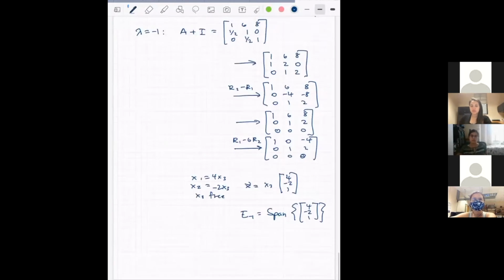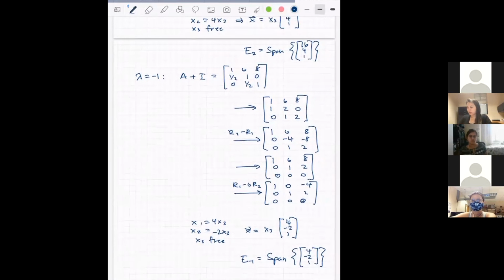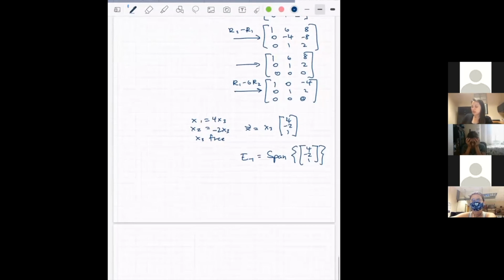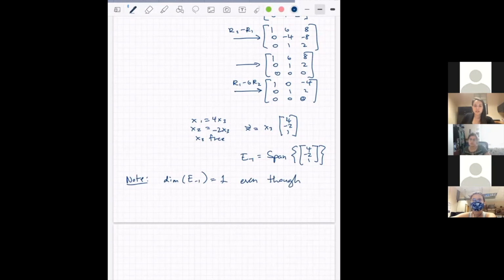Okay, so we have our two eigenspaces, right? Each a span of one vector. So one thing to note is that the dimension of this eigenspace for -1 was 1, right? It's a span of one vector, even though its algebraic multiplicity was 2, right? So even though it was a double root of the characteristic polynomial.